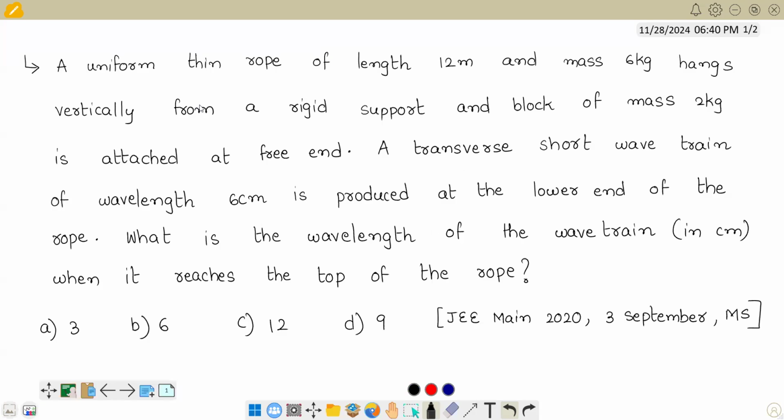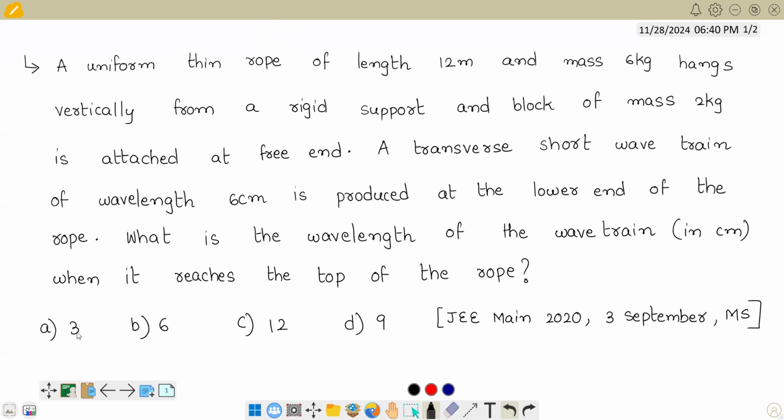Hello student, the question says a uniform thin rope of length 12 meters and mass 6 kg hangs vertically from a rigid support and a block of mass 2 kg is attached at the free end. A transverse short wave train of length 6 centimeter is produced at the lower end of the rope. What is the wavelength of this wave train in centimeters when it reaches the top of the rope?